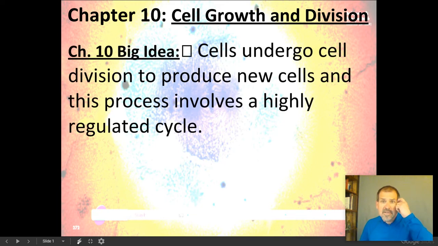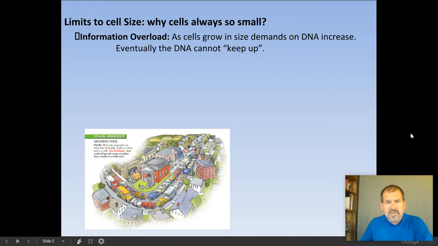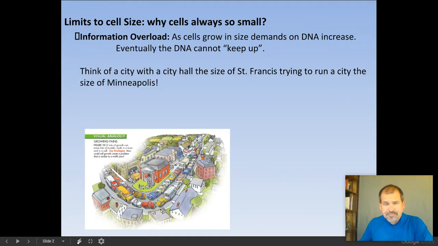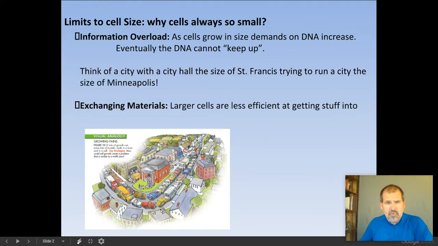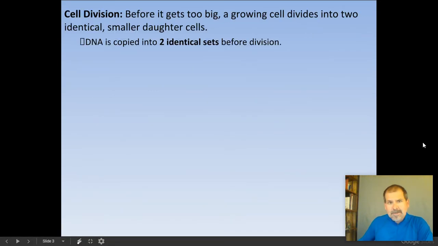There's our big idea. Cells undergo cell division to produce new cells, and this is a highly regulated cycle. Today we're going to look at the details of that cycle. Why do cells divide? How does a cell divide to make a new cell? We've already covered why cells divide. They need to stay small. One, it reduces the demands on the DNA, so it reduces information overload, and we know that smaller cells are more efficient because they have that larger surface area to volume ratio.